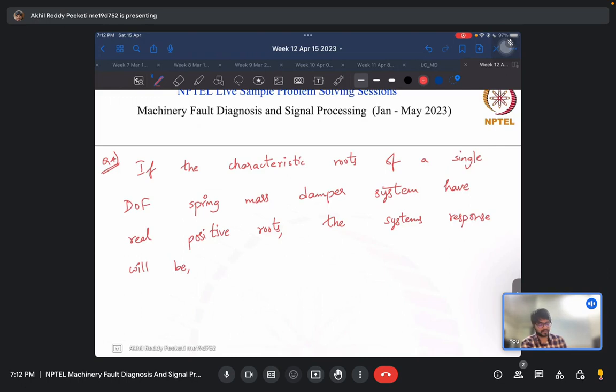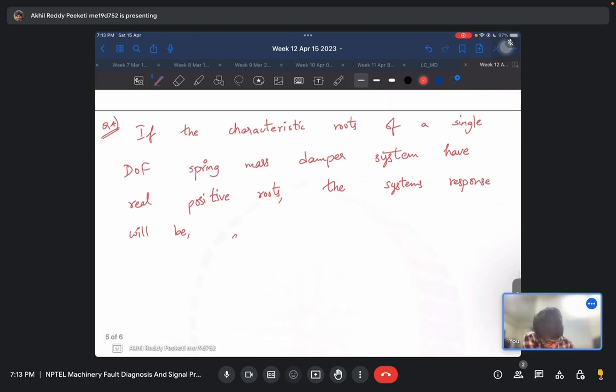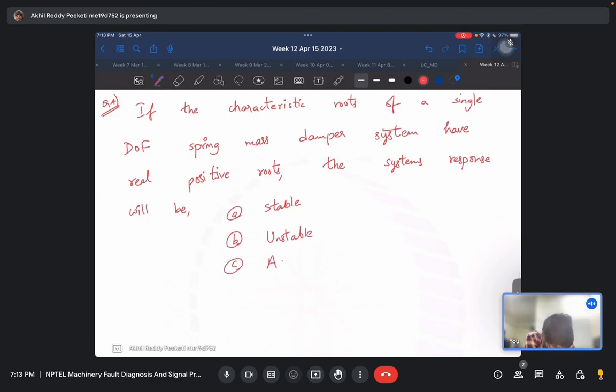If the characteristic roots of a single degree of freedom spring mass damper system are real positive roots, then what should be the system's response? Stable, unstable, asymptotically stable, or cancel.